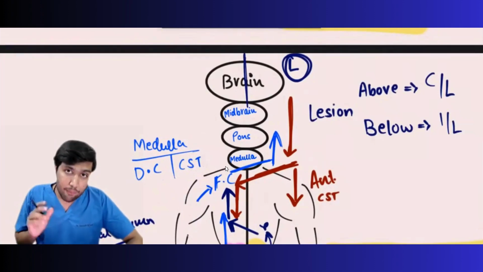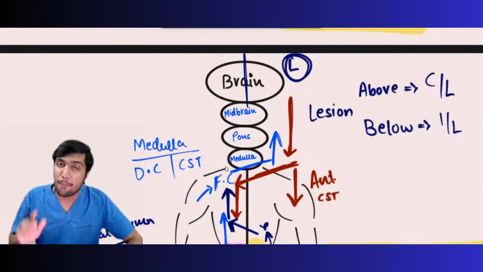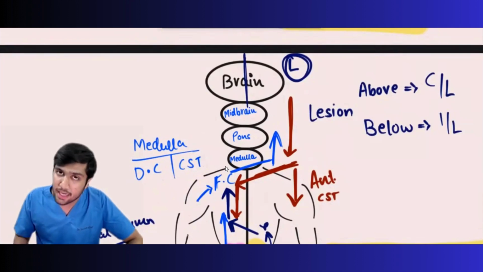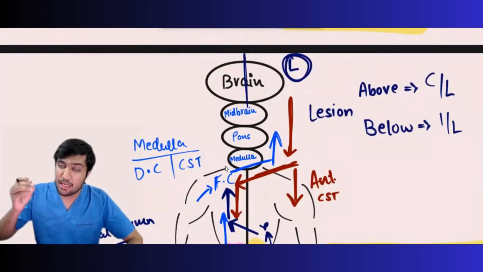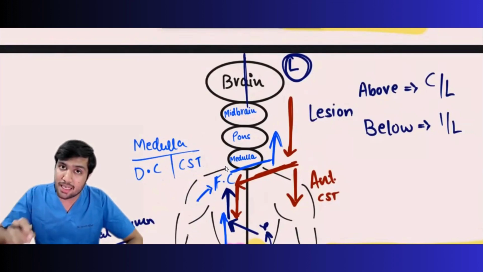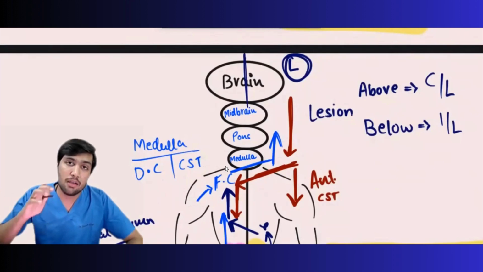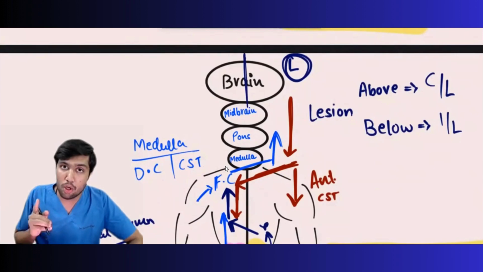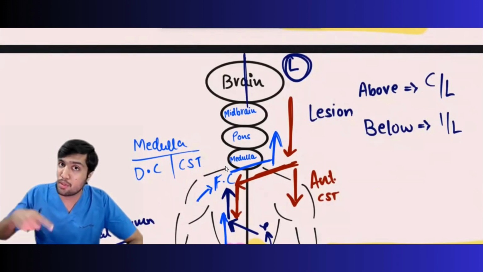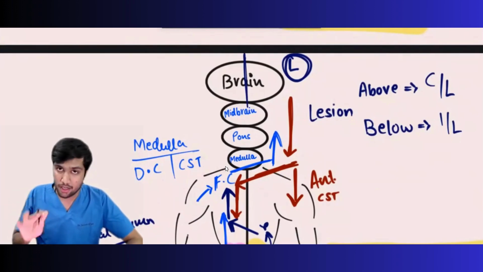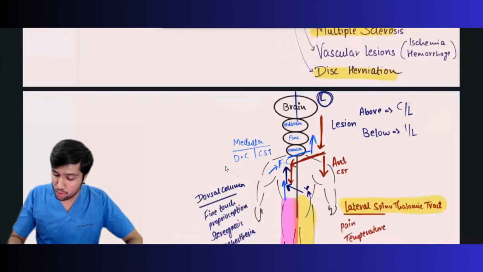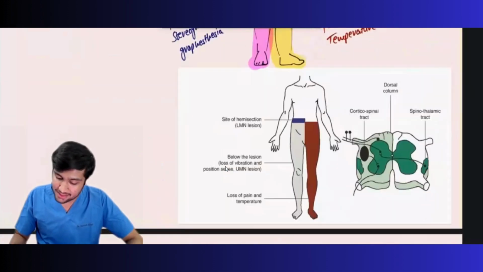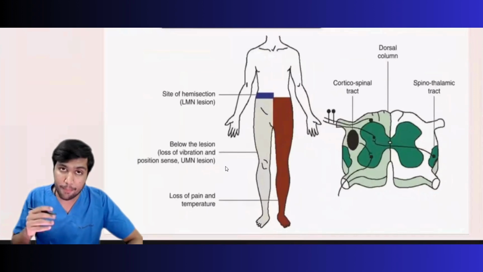Another example, if you have a problem in the left side primary motor cortex area of the brain, the fibers are descending downwards in the medulla, crossing over to the right side, and supplying the muscles of the right side of your limbs. So that's why there will be loss of motor movements from the contralateral side of the body. Understood?